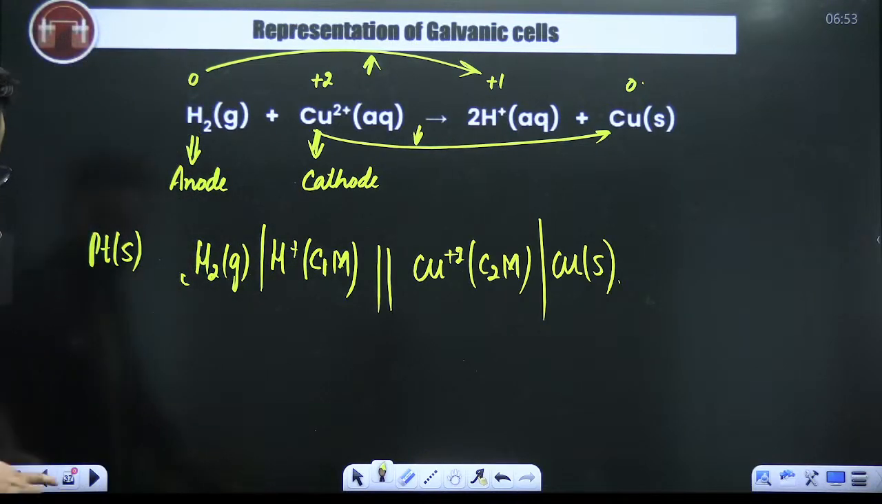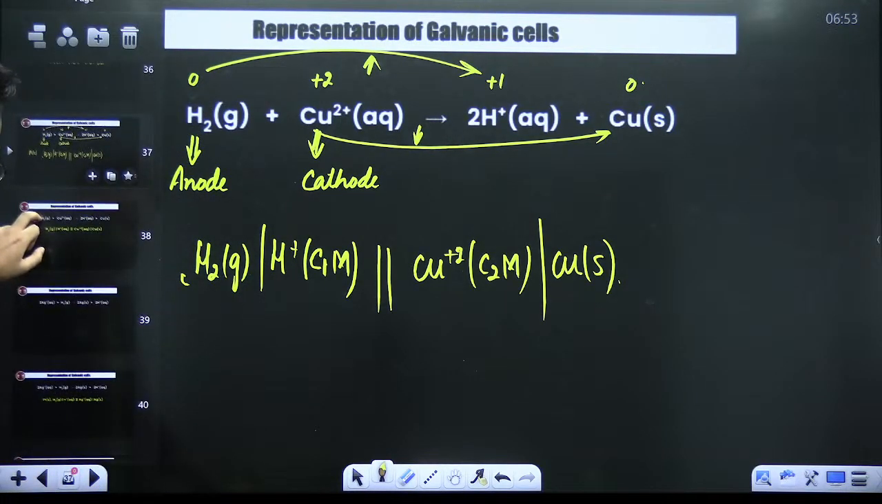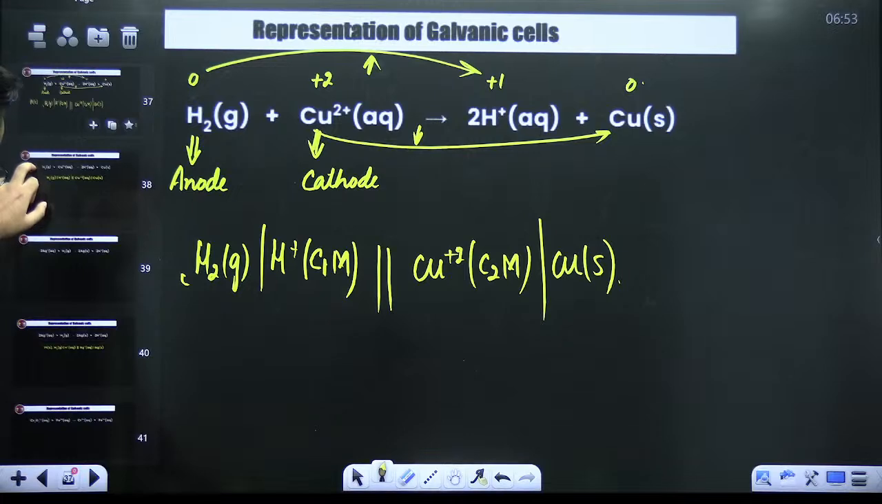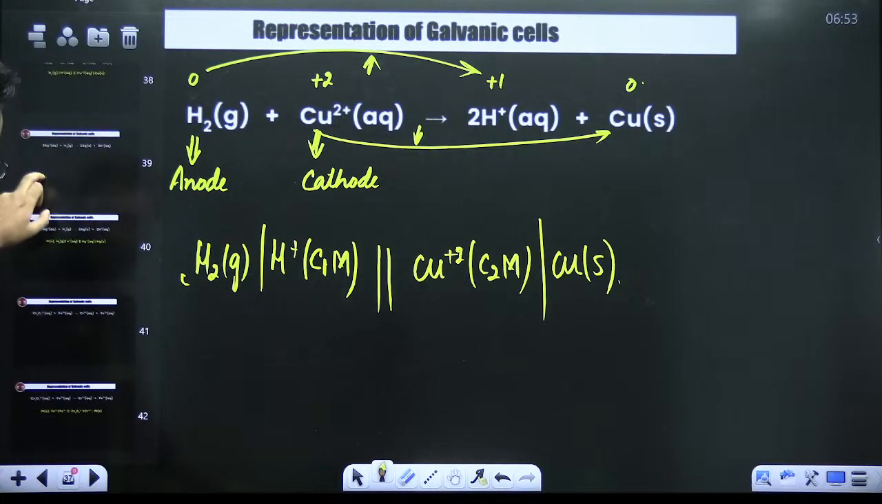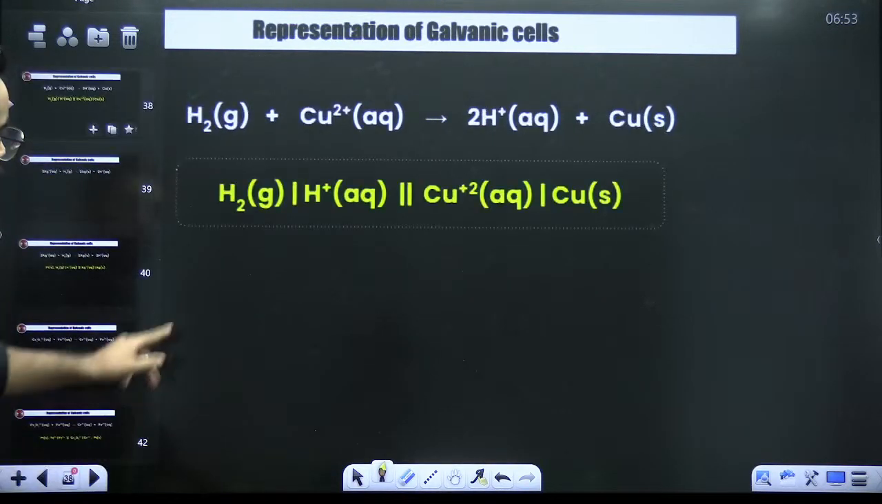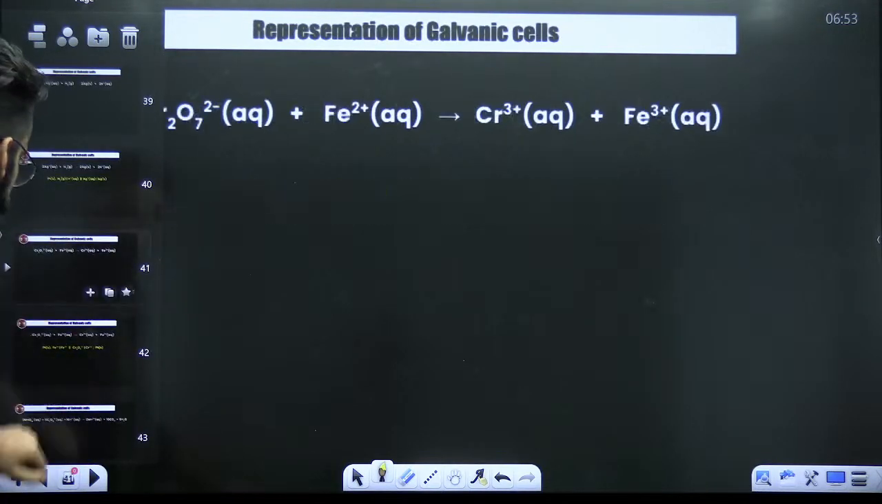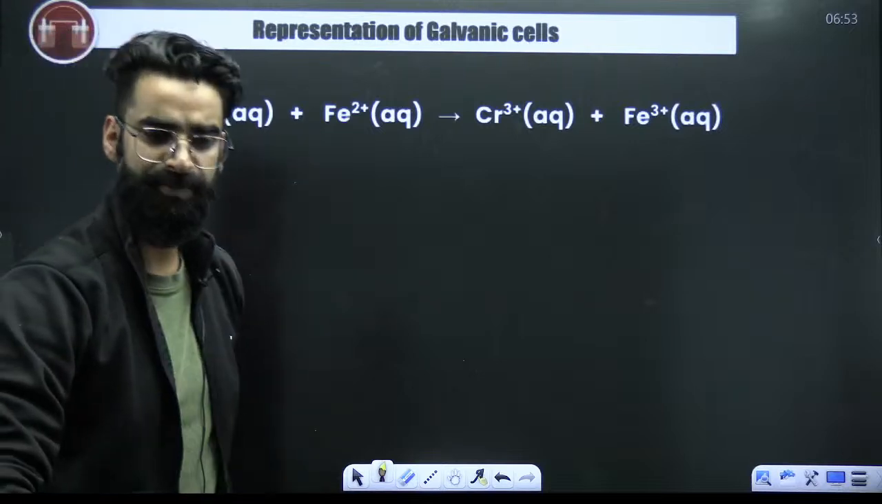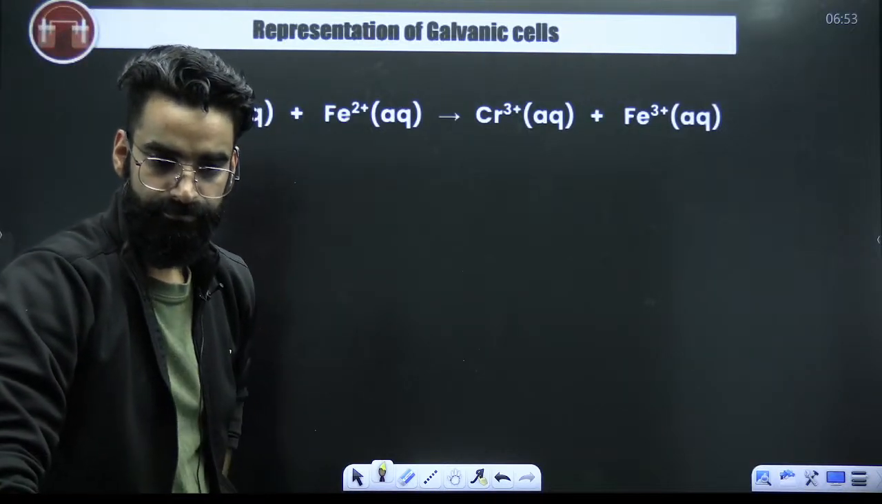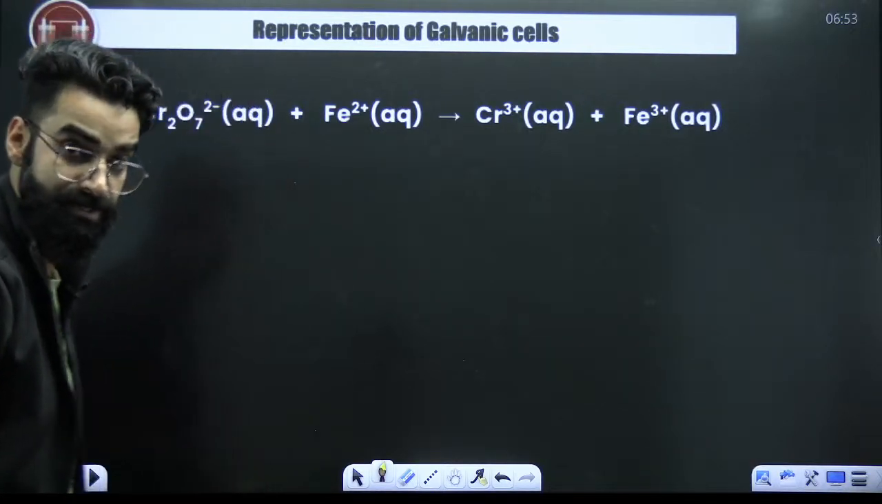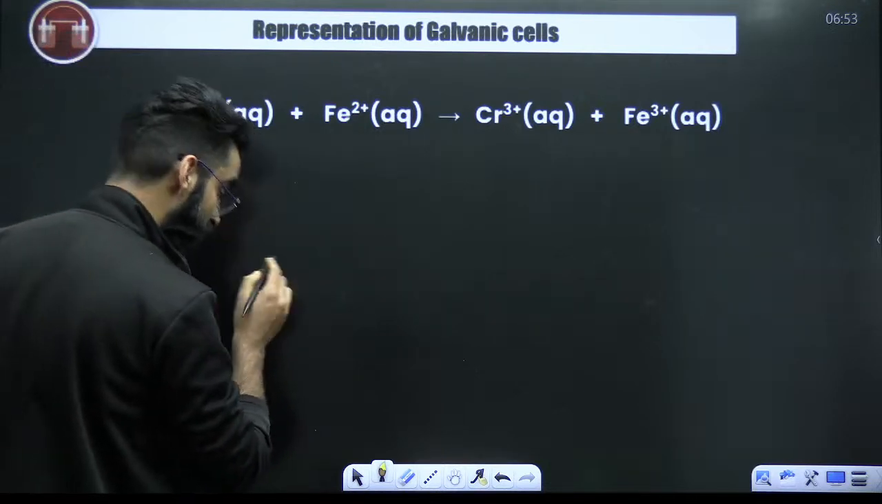Okay? Can you represent this one? I think I've already shown this. Leave this aside now. Okay, the other one. Can you represent this particular cell? Try to identify what exactly should be done.